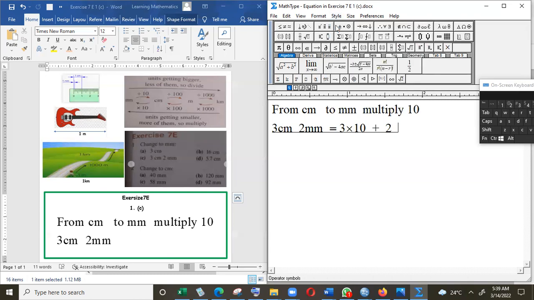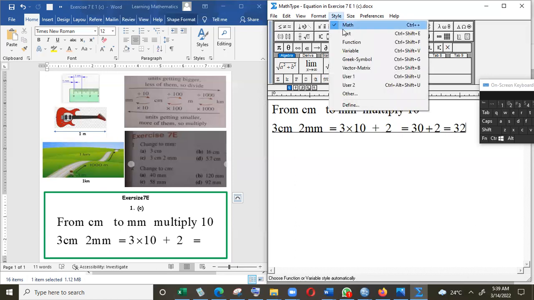So please write this down. 3 centimeters and 2 millimeters. So the 3 centimeters, we have to multiply the 3 by the 10 to give us millimeters, but the 2 stays because that is in millimeters already. So that will be 30 plus the 2, yes? 30 plus the 2, that will give us 32 millimeters.